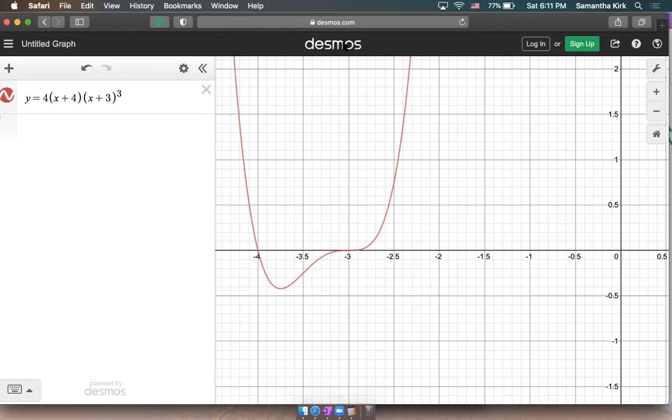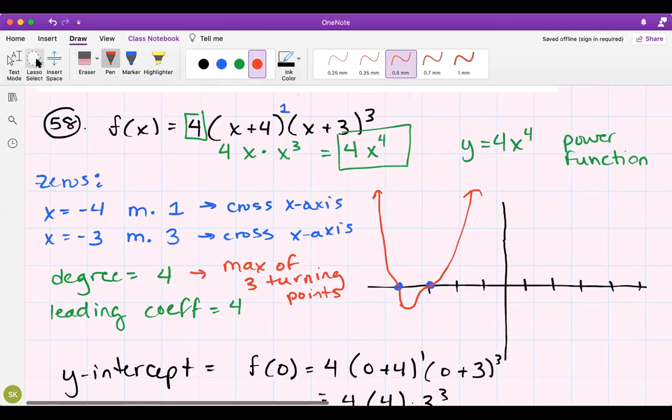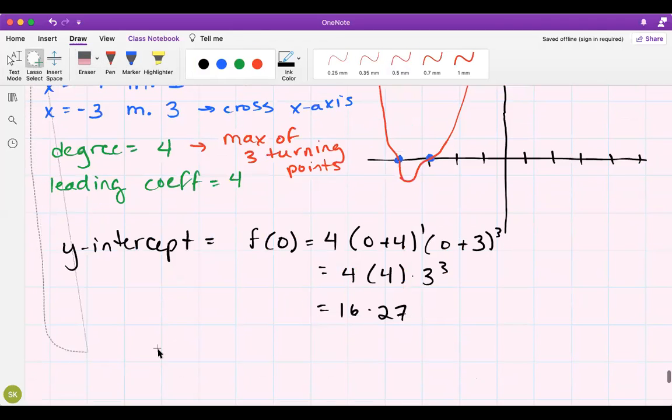Okay, so let me stop sharing this and switch back to this right here. So I guess we ended up with something that looked like this. Okay, let's try another problem.